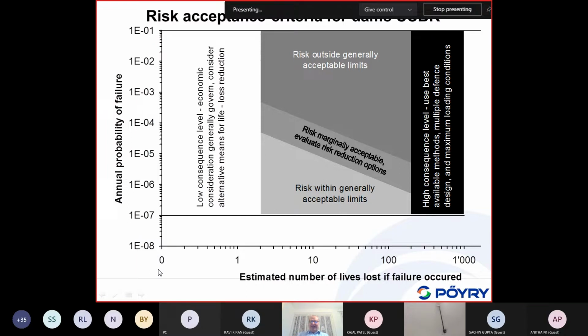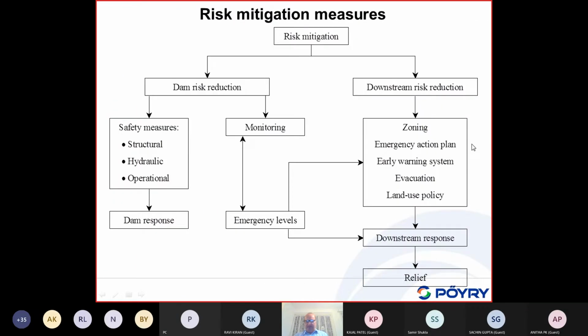So we have to take actions that we can achieve this zero, and that means we have to put a lot of effort into emergency preparedness, emergency action plans. So this is maybe quite different, but in countries like the US and so on, people like to use this kind of diagram, but we have a different idea on that. Now, just briefly, risk mitigation measures, what can be done?